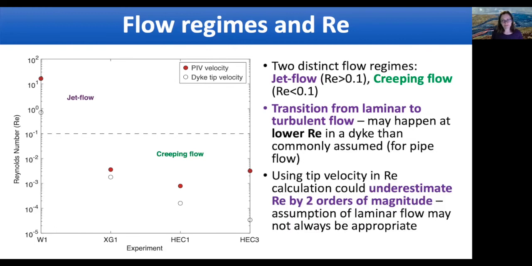And so then there's this final point, which is about Reynolds number calculations being underestimated. And this is quite important because, as I said, in nature, the dike tip velocity would be the velocity that would be used in these kind of calculations. However, the fluid within the dike could be moving much, much faster. And this has quite a large implication, therefore, on the flow regime that will be assumed to be happening inside the dike.